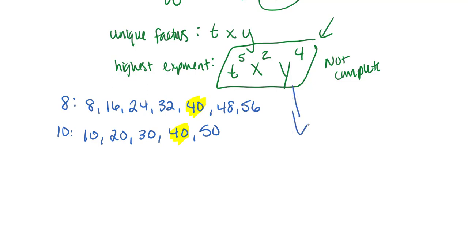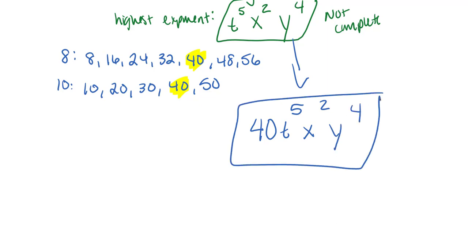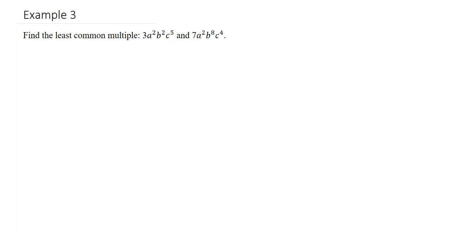So what does this answer then become? Well, this answer becomes 40 t to the 5th x squared y to the 4th. And this would be our least common multiple between these two terms. Now let's do one more example. Example 3, we're going to find the least common multiple between these two terms.